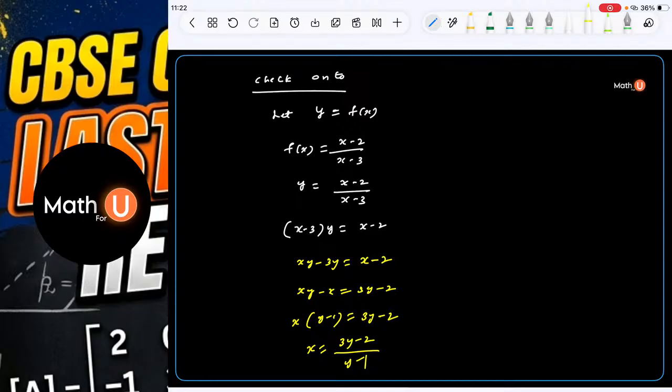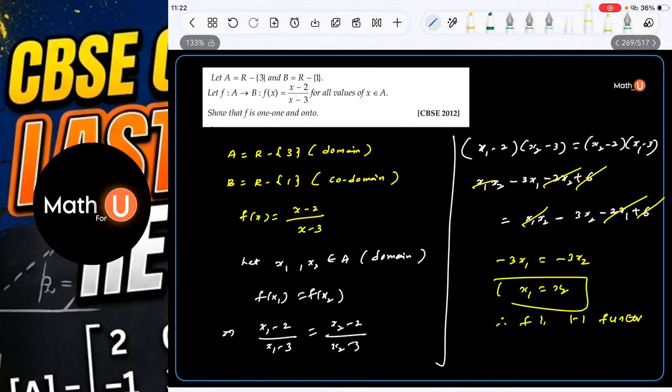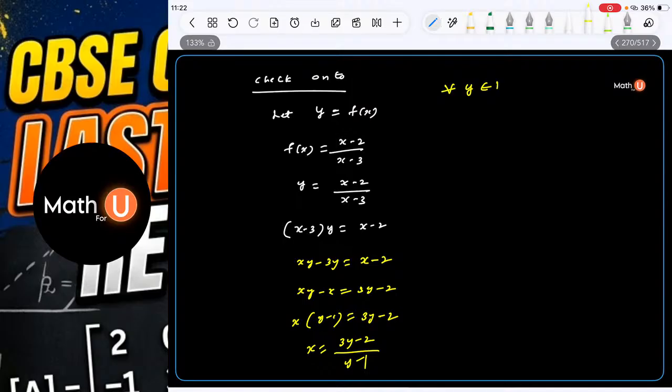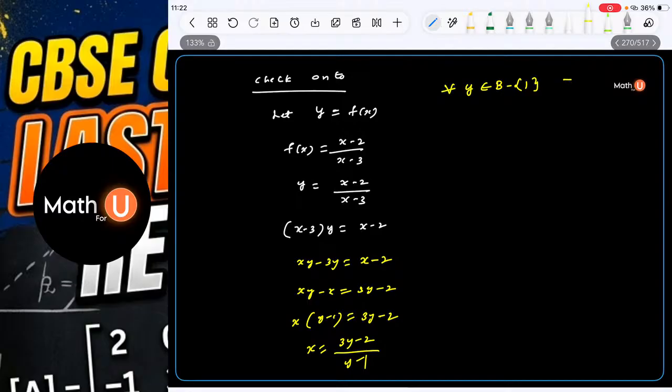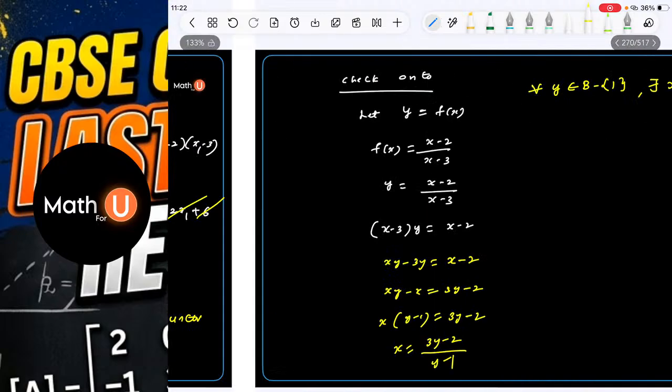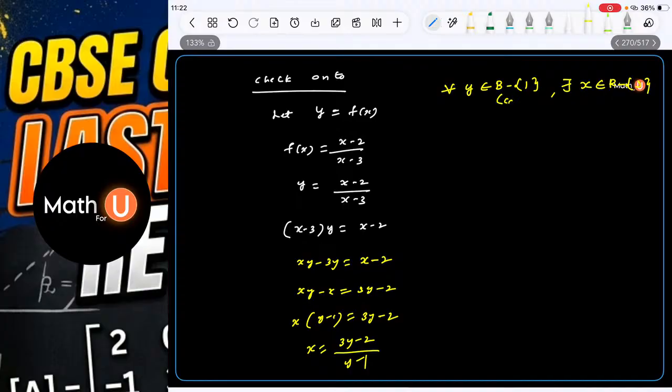And see, for all y belongs to B except 1, there exists x belongs to R minus {3}. This is nothing but the codomain. There exists a y value. For every y value in the codomain there exists an x value in the domain. That means there exists a pre-image, that is nothing but the domain.